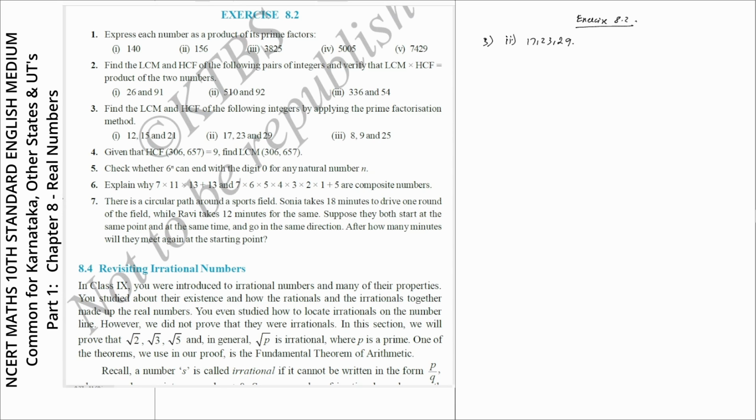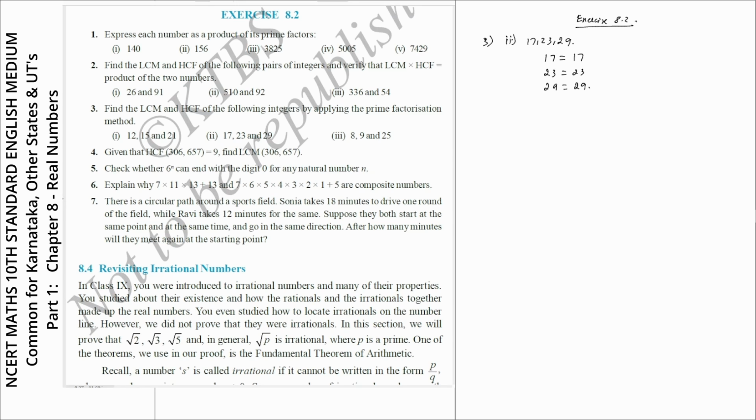Exercise 8.2, question number 3, sub question 2. The given numbers are 17, 23 and 29. So 17 itself is a prime number. So 17 I'll write as it is. Then 23 also is a prime number. And 29 also is a prime number. So highest common factor.